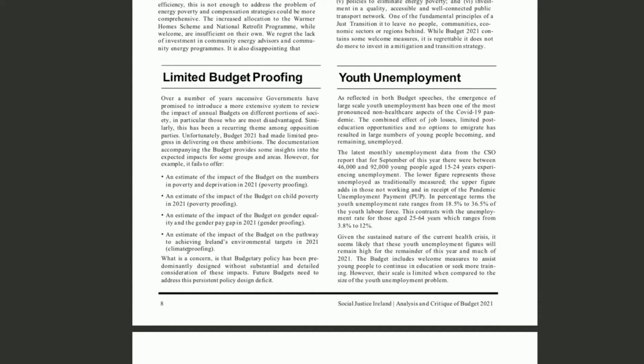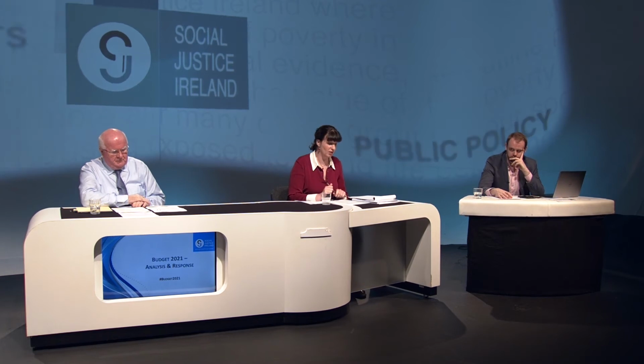For example, it failed to offer an estimate of the impact of the budget on poverty numbers, so poverty proofing. It failed to estimate the impact of the budget on child poverty, another poverty proofing element. There wasn't an estimate of the impact of the budget on gender equality and the gender pay gap. Neither was there an estimate of the impact of the budget on our pathway towards achieving our environmental targets, climate proofing. So that is a concern, because where budgetary policy is concerned, we must ensure that it's designed with substantial and detailed consideration of these impacts. So we would expect to see this in future budgets.